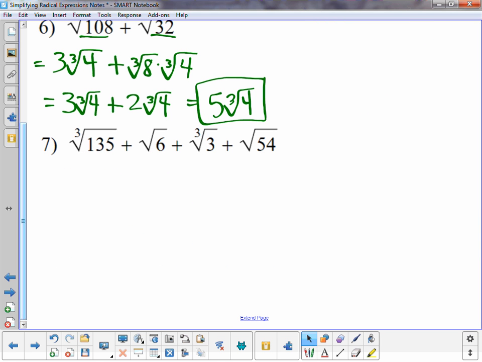Okay, last one. We're going to mix up cube roots and square roots together. So we're going to write that one down. So cube root of 135 plus square root of 6 plus cube root of 3 plus square root 54.